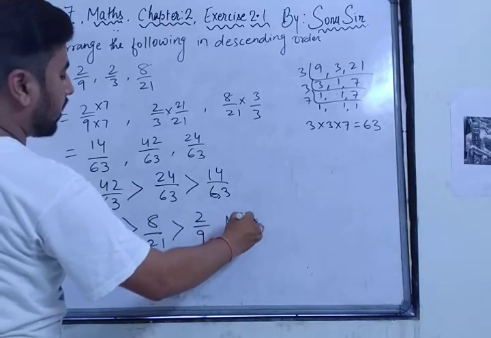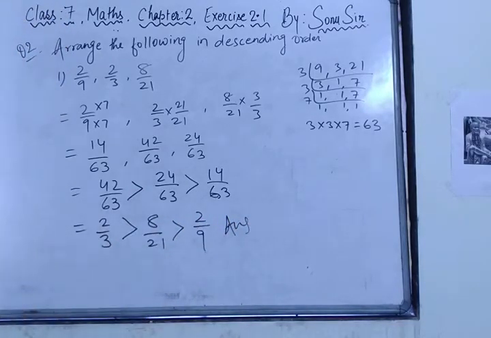So descending order means big to small. So you can see here, 2 by 3 is greater than 8 by 21 is greater than 2 by 9. So this was our first question of descending order. And now the second question we are going to solve. In the second question, 1 by 5, 3 by 7 and 7 by 10. You can take a screenshot or you can write the answer. Now we are moving towards question number 2.